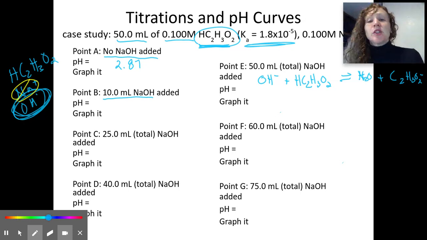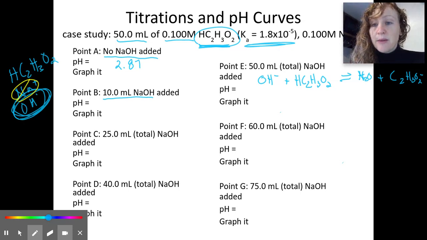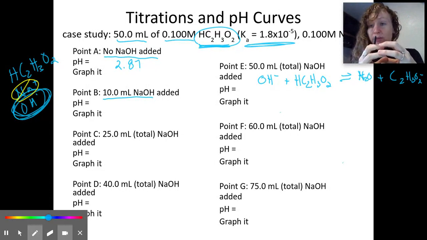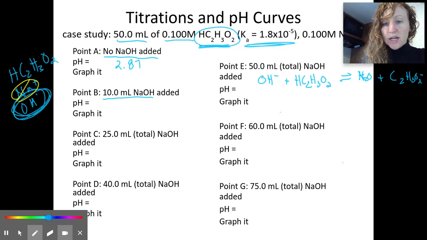I do have an initial volume and molarity of both of them, but I'm going to combine the volumes. And so my total volume for both of them is going to change. So I need to recalculate a new molarity once I have combined the volume. So let's do that for hydroxide.